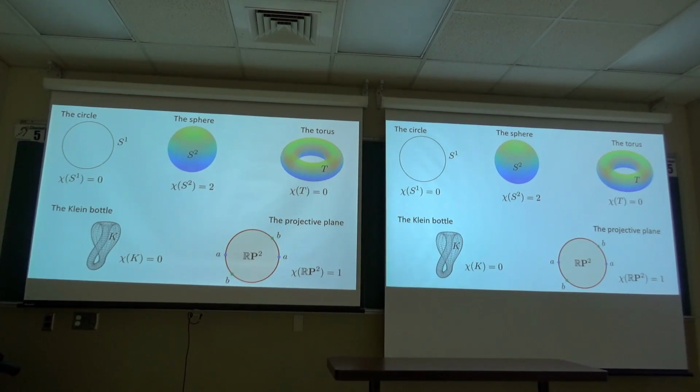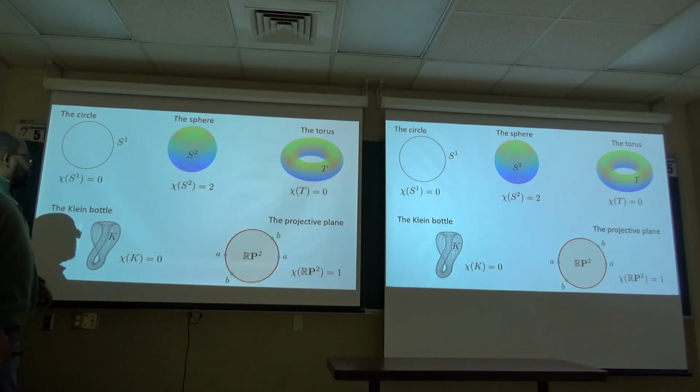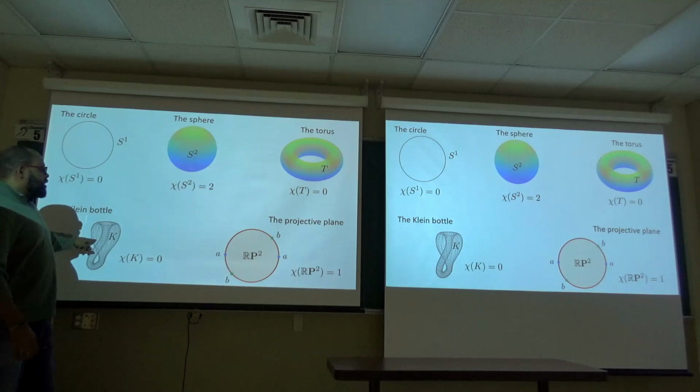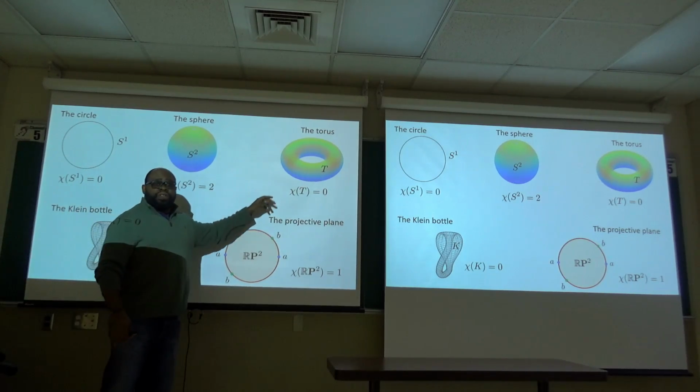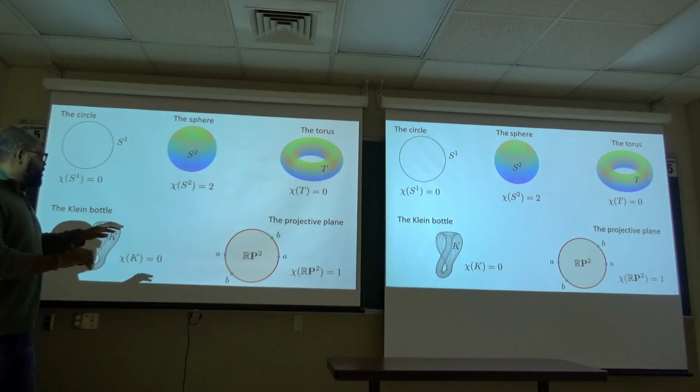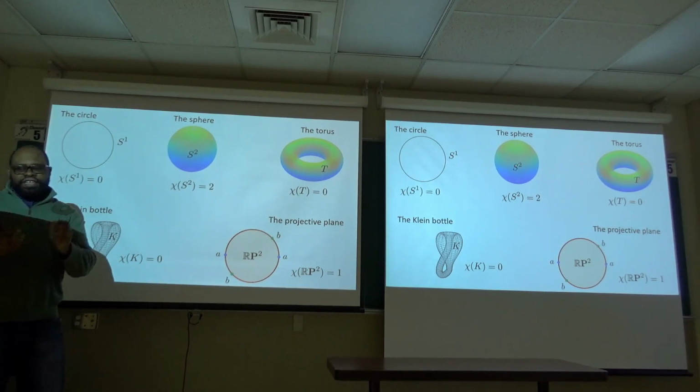I guess I will. So these are five interesting spaces. And what we can say right away is that the sphere is not the same as the circle or the Klein bottle or the torus or the projective plane, right? That's sort of intuitive.